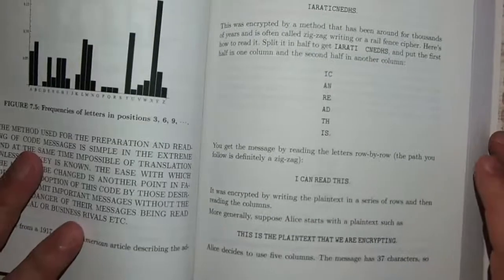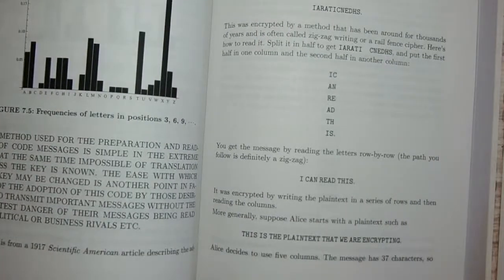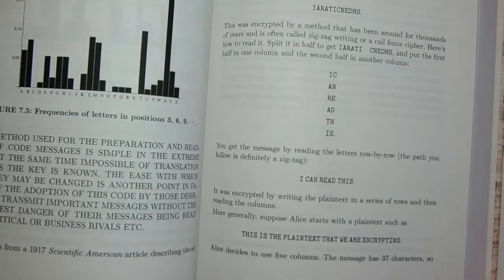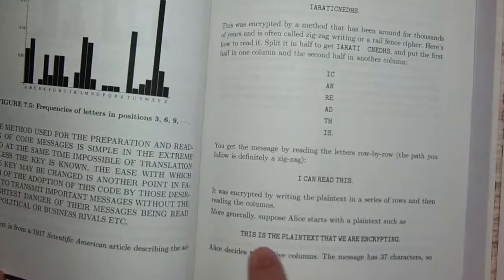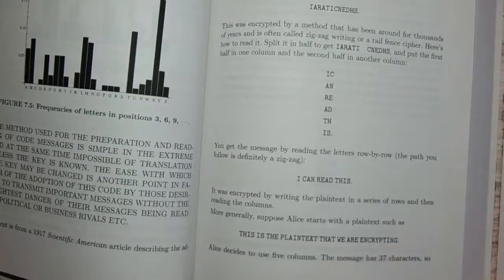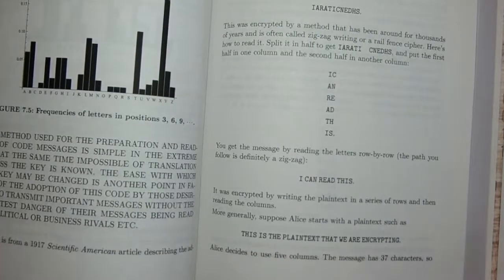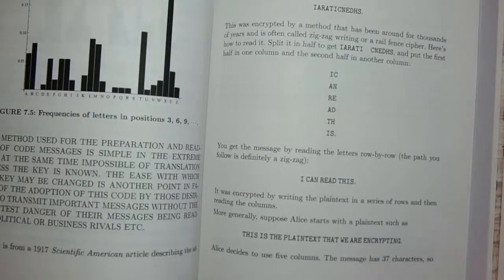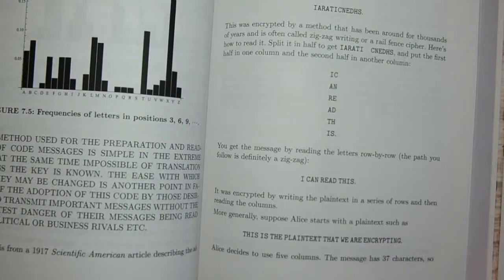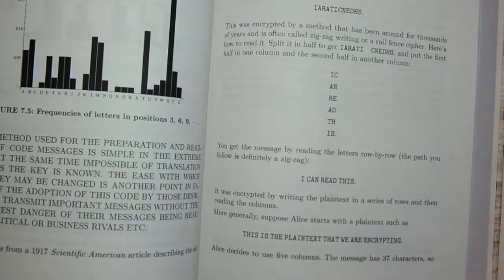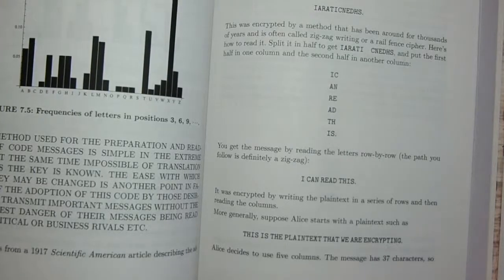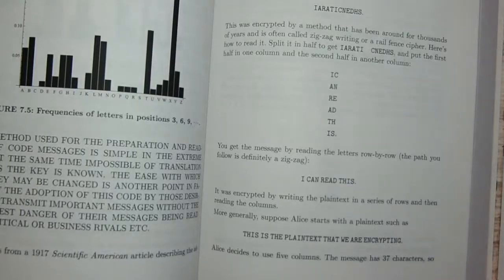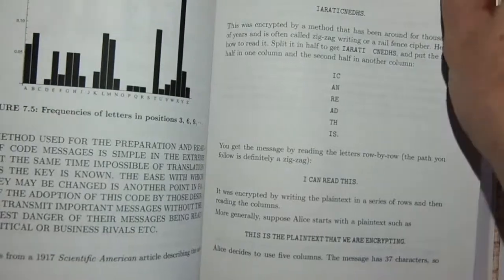So what would be the general process of encrypting this? To encrypt using this method, say that you have plain text like this. This is the plain text that we are encrypting. It has spaces in it, but of course we're going to ignore that. We're just going to smush all these characters together. So this has 37 characters. You can basically choose the number of columns that you want to split this into. The idea here is that the number of columns is the key. Once you know this method, all you need in order to decrypt is the number of columns that you split it into.